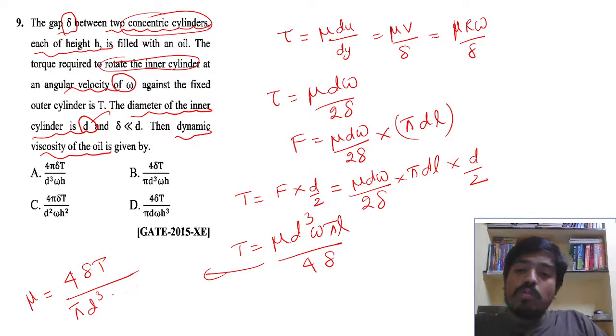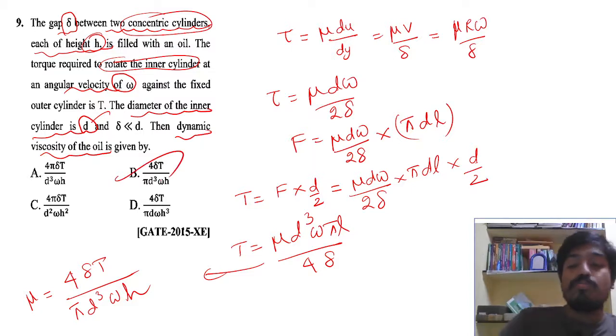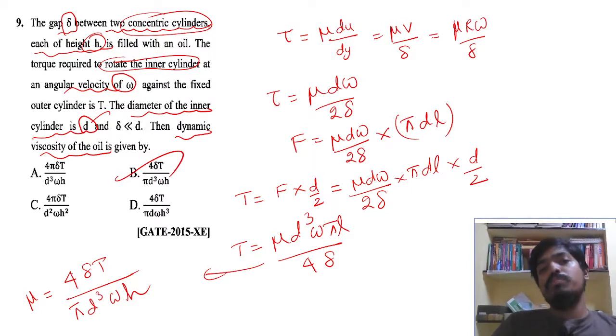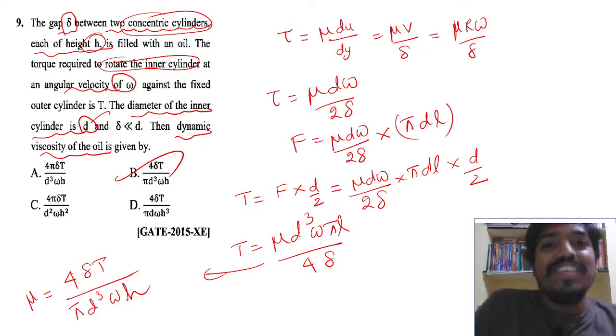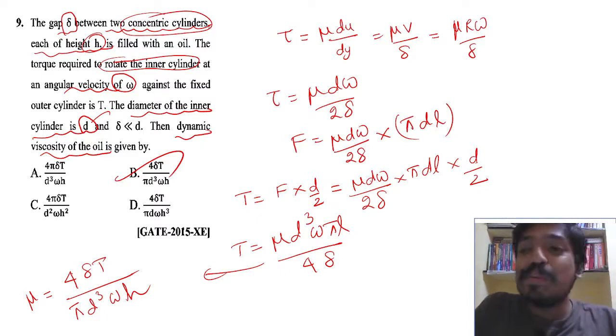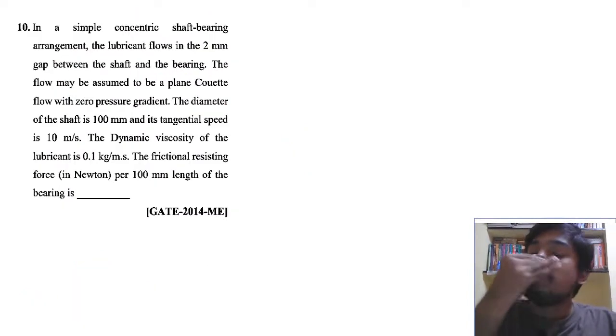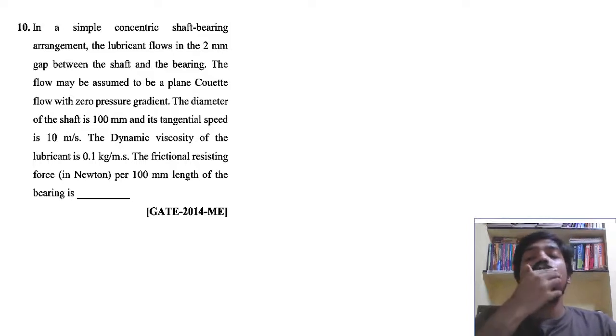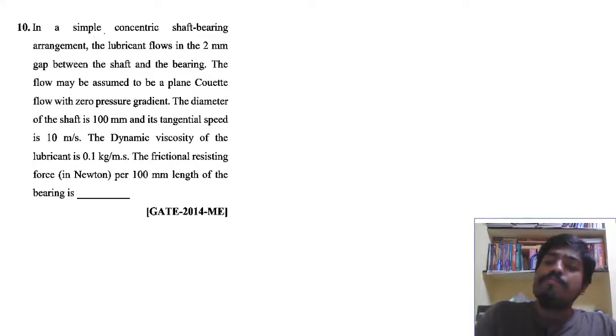Pi d cube omega into. Okay, here the height is taken as h bar, so instead of L, I taken as H. Option is B. That's it, man. Option is B. No, we can able to do it. Remember, 10th question. Don't get saturated.